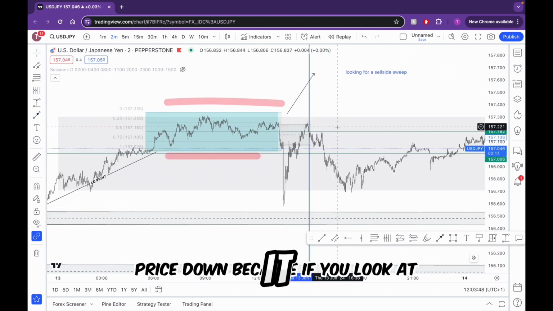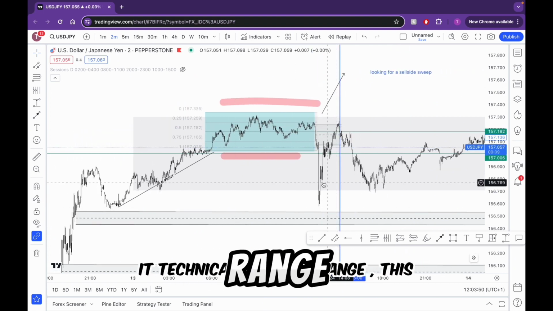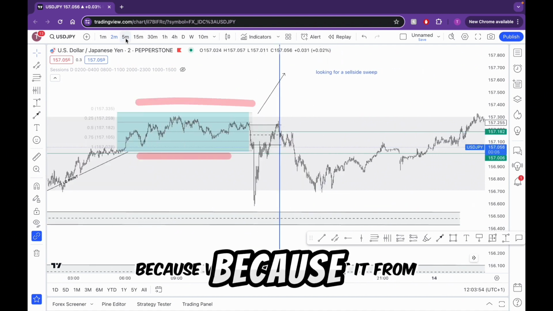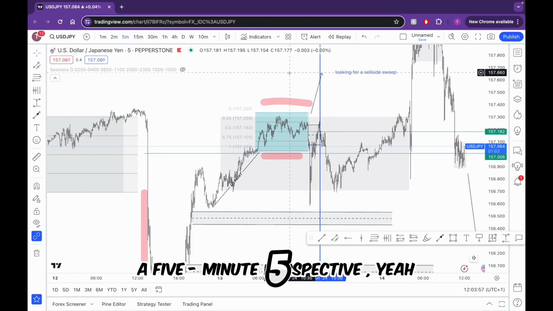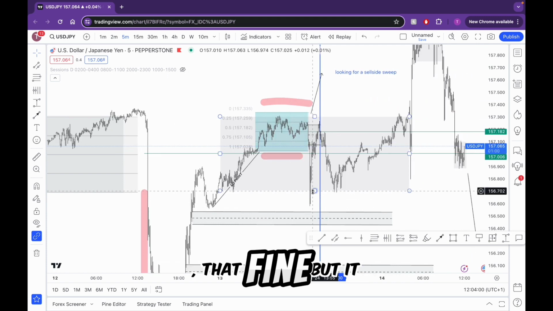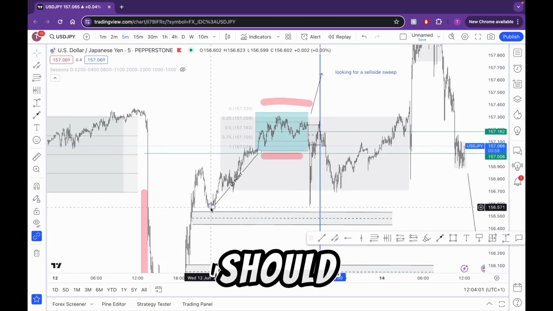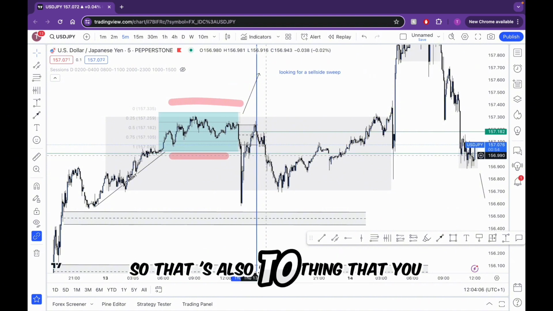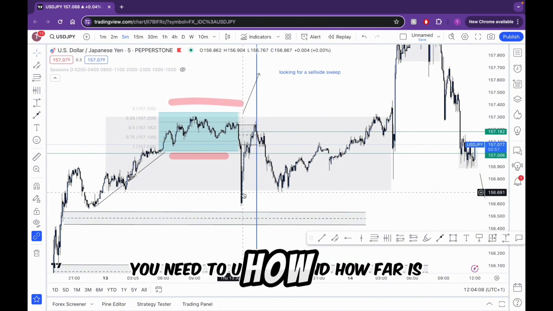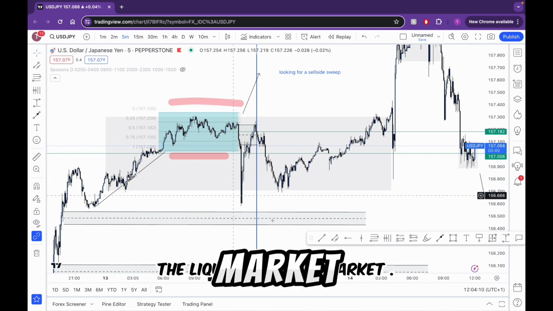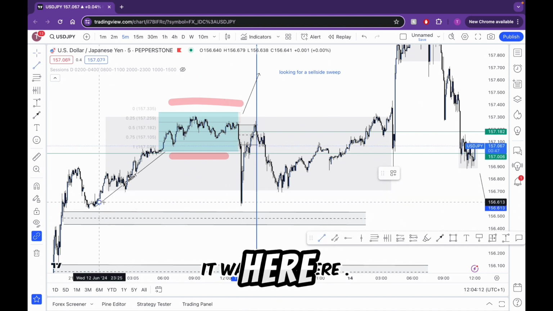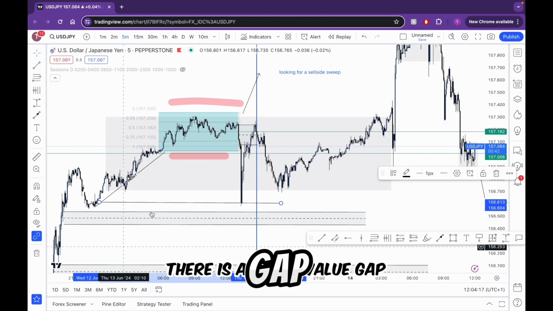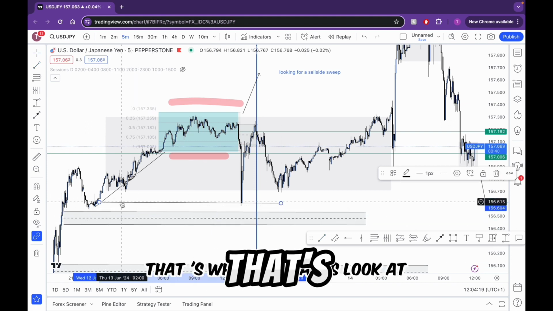If you look at it, technically in this range, this is still not a sweep, because it's still quite small. From a 5-minute perspective that's fine, but it didn't take as many orders as it should have. That's also something that you need to learn. You need to understand how far the liquidity is in this market, and in this case, it was over here. Obviously there is a fair value gap here, and a fair value gap here, but what's the immediate liquidity? That's what the banks look at.